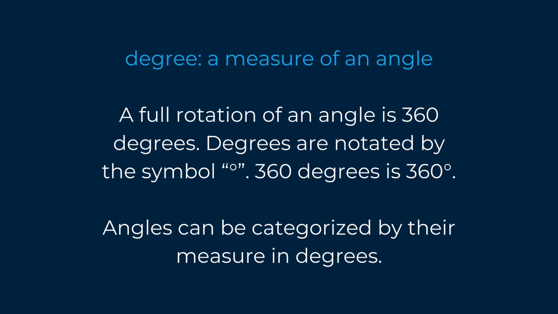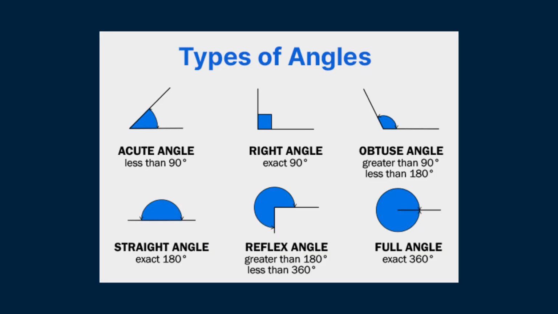Angles can be categorized by their measure in degrees, and you will see a lot of different angles over here. You can see the acute angles, less than 90 degrees; right angles, exactly 90 degrees; obtuse angles, greater than 90, less than 180; straight angles, exactly 180; reflex angles, greater than 180, less than 360; and a full angle, exactly 360. A full angle is also called a full rotation.